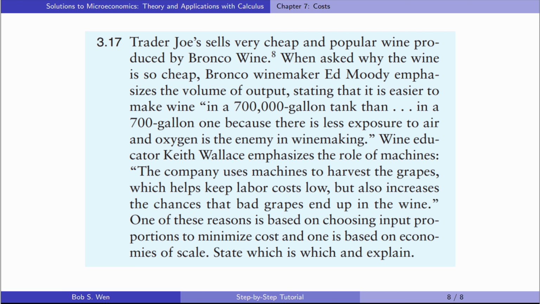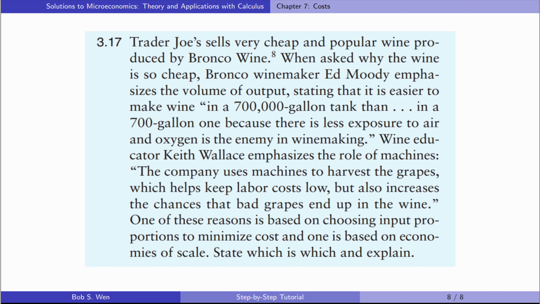Let's solve exercise 3.17. Trader Joe's sells very cheap and popular wine. When asked why the wine is so cheap, the winemaker emphasizes the volume of output, stating that it is easier to make wine in a 700,000 gallon tank than in a 700 gallon one because there is less exposure to air, and oxygen is the enemy in winemaking.